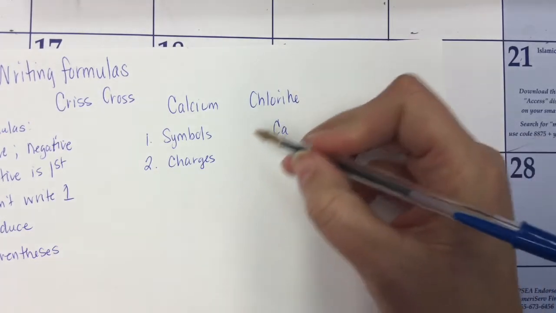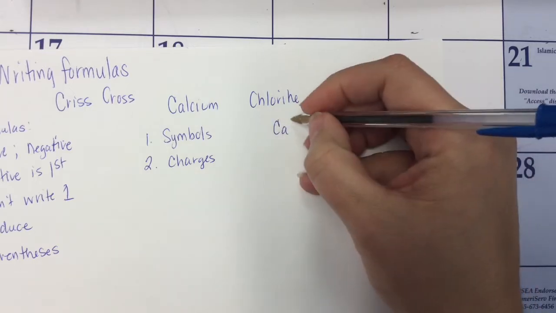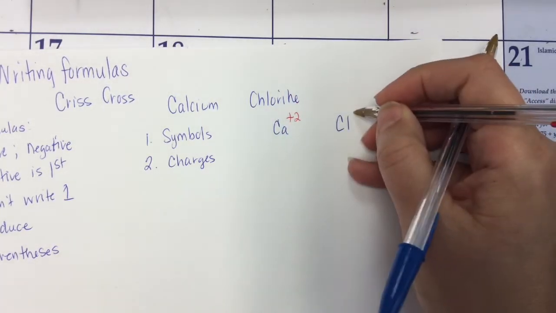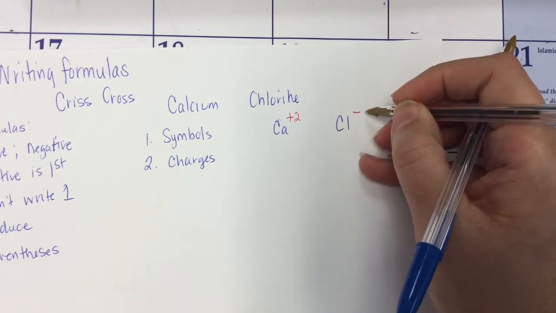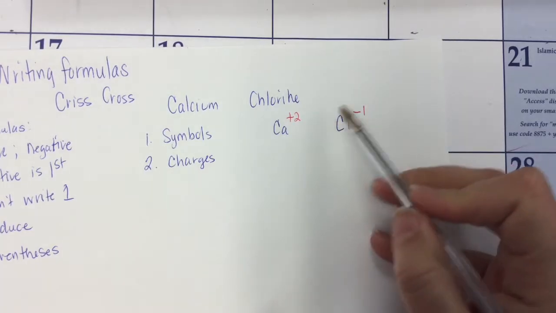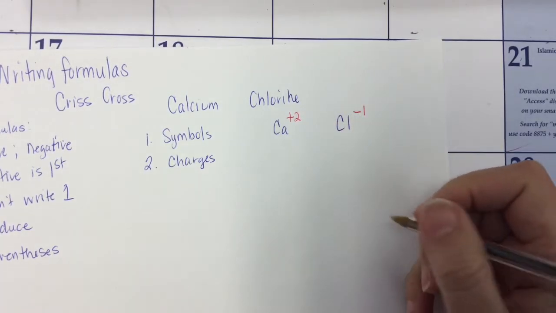So calcium, if you look at the periodic table, is in the second column, so we know that that is a +2. And chlorine is over here on the 7th column, or the next to last column, and that is a -1. Now I know I just told you that you don't write ones, but we're going to write this one just here so that we can see it.